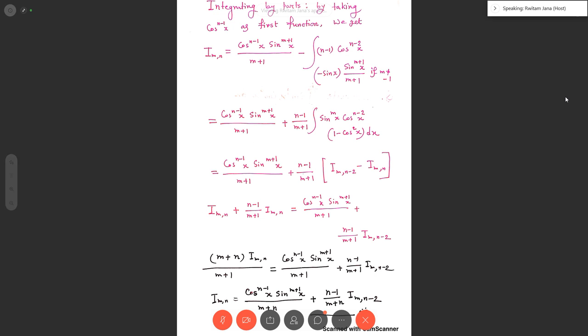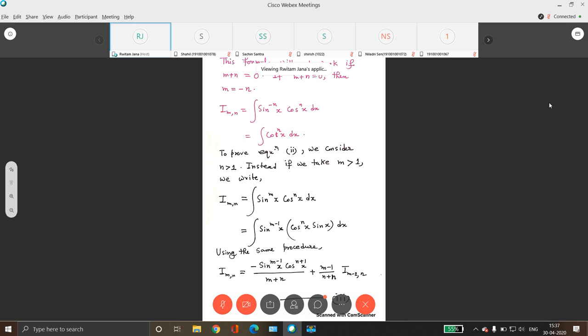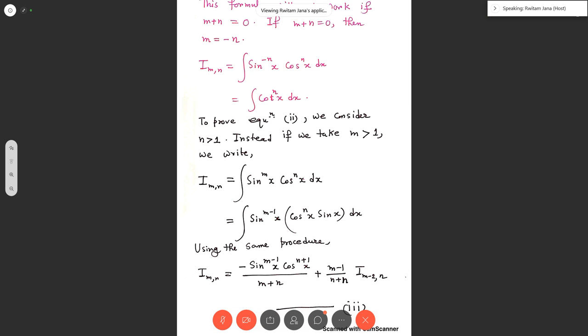If the m value is smaller than the n value, then you have to use the reduction formula written in equation number 3. Again, in equation number 3 there is a mistake: in the denominator, in both cases, it would be m plus n. I have written n plus n, but it would be m plus n. Now write this formula in your notebook, because you have to solve a mathematical problem and use this formula.